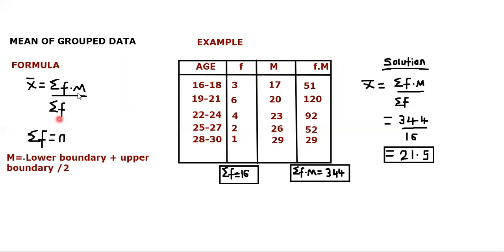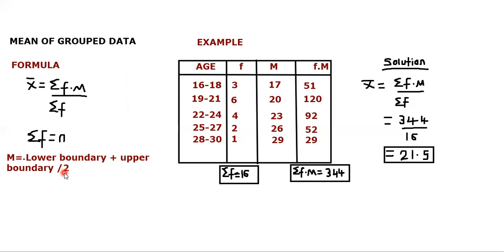Then M, okay, is the lower boundary plus the upper boundary divided by 2. So M, which is the midpoint, is simply the average of the lower boundary and the upper boundary. Let's get into the example.